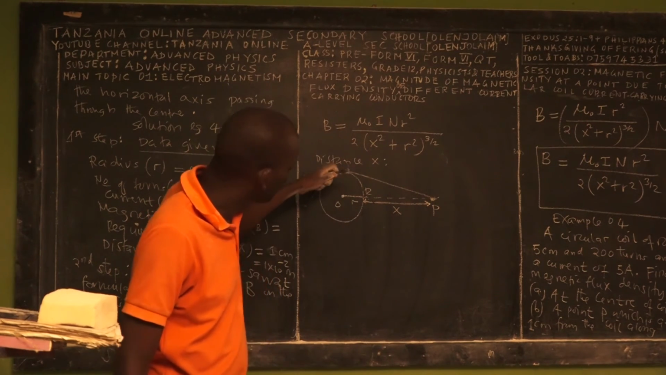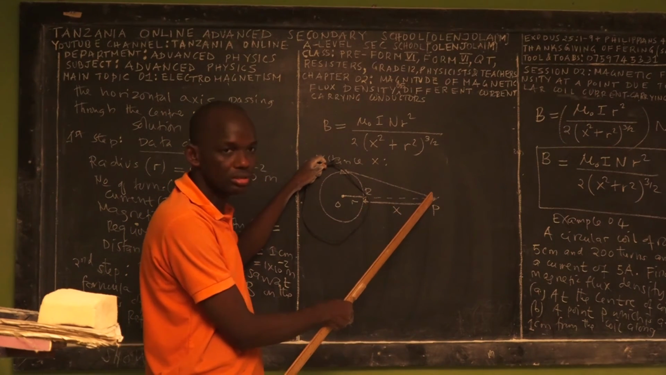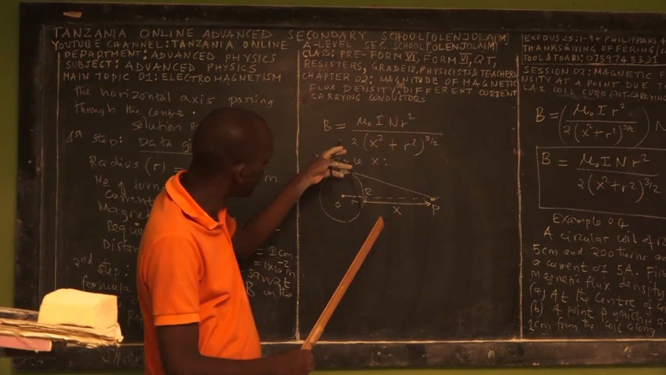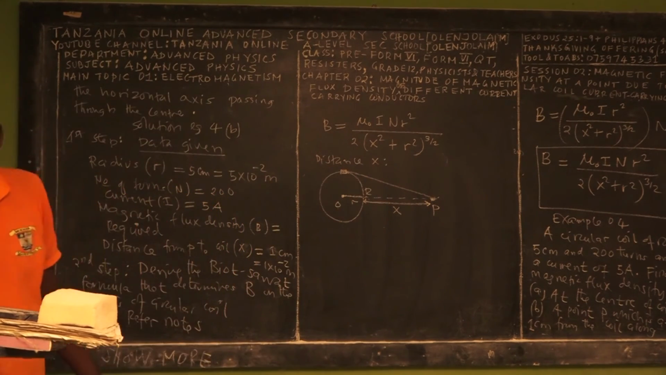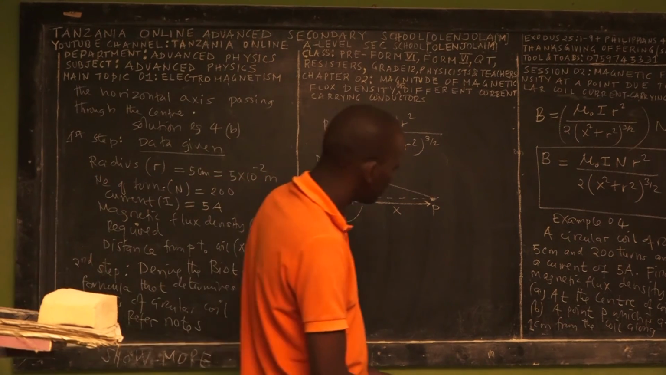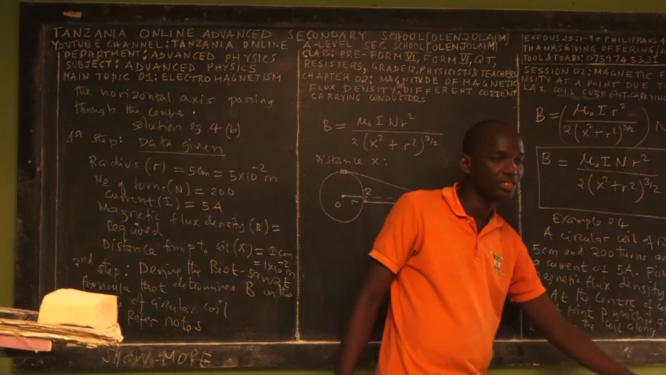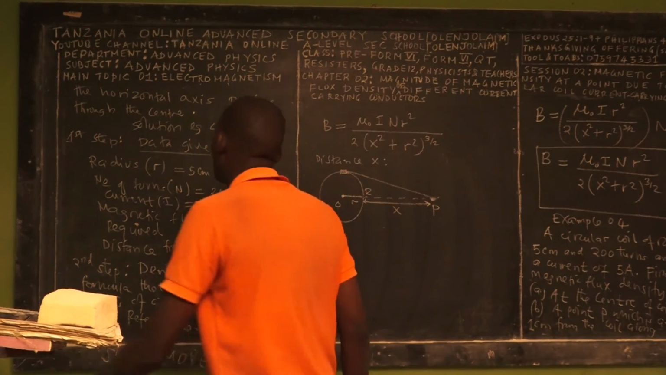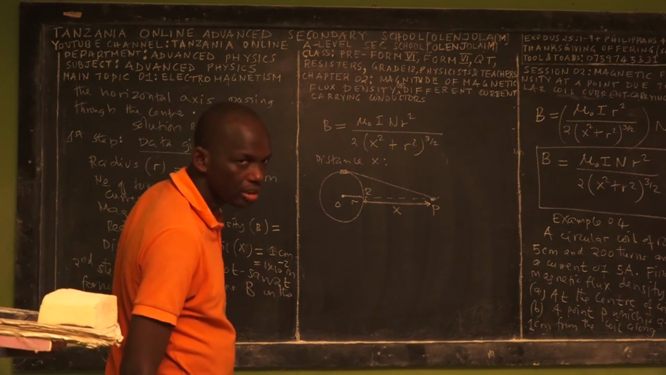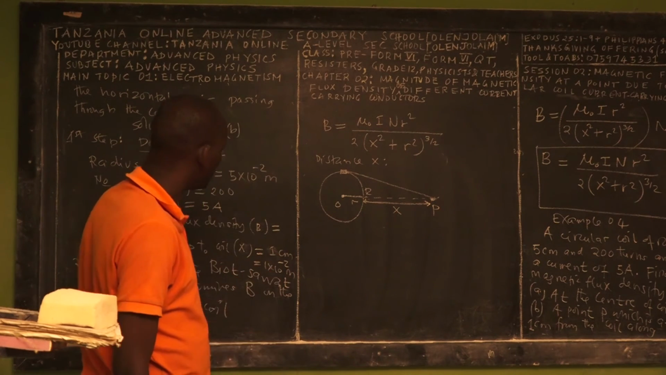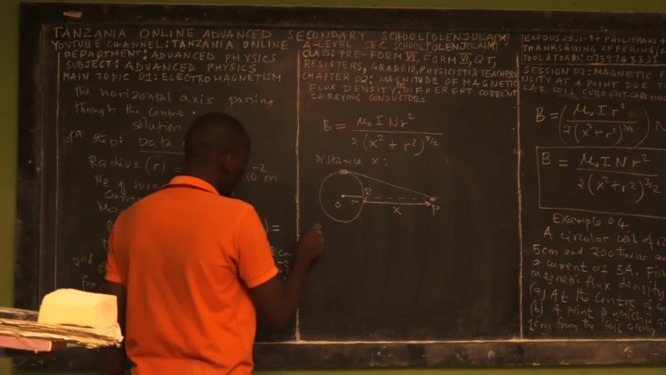Because remember that this circular coil is not like this. This is not a distance from here to here. This is the distance from the center to here. So X, according to the question, is what? A point P which is at a distance 1 centimeter from the coil along the horizontal axis that passes through the center. Okay? So X is 1 centimeter, which is equal to 1 times 10 to the negative 2 meter. For that case, now we go into the third step.